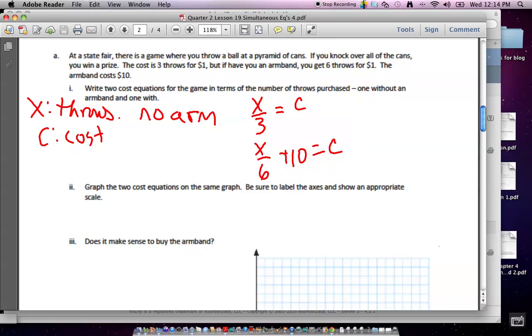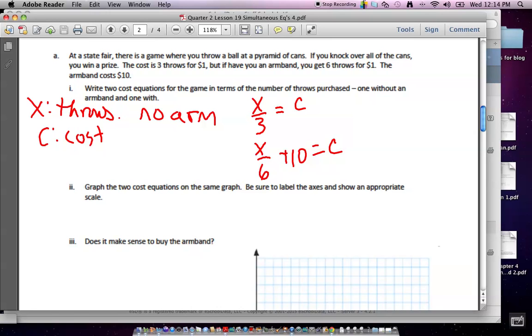And what they're going to ask you is, should you buy the armband or not? And the question is going to be, how many throws are you going to make? Like if you're going to make 6 throws, should you pay for the armband? No, but if you're going to make 600 throws, should you pay for the armband? Yeah, absolutely, because you're going to come further along.